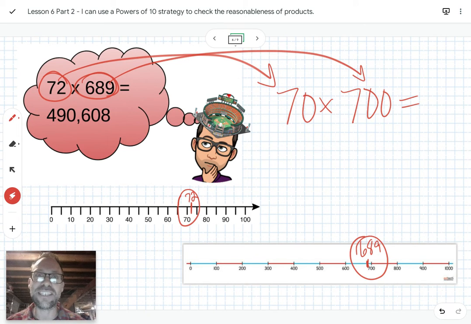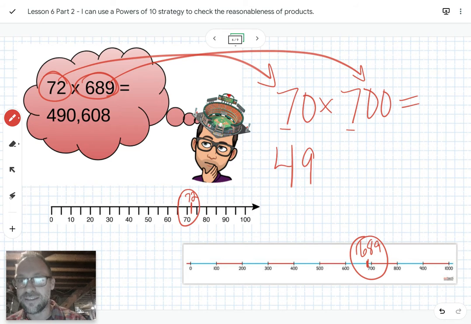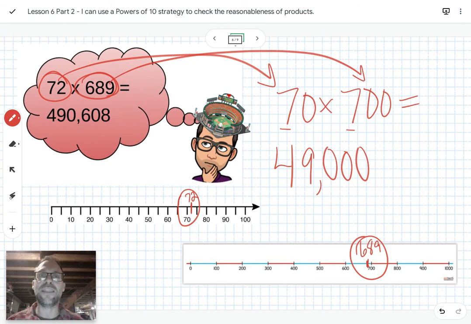So how do we solve an extended math fact? Well, we first multiply the basic fact, which is 7 times 7 in this case. So we're going to get 49. And then we count up our zeros, 1, 2, 3. And that is how many zeros we add to the product, 49,000.